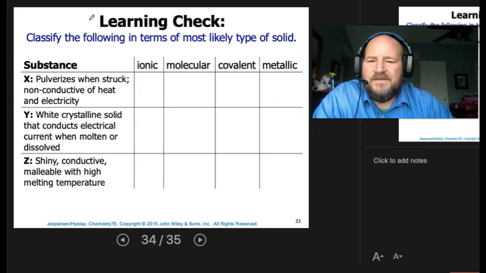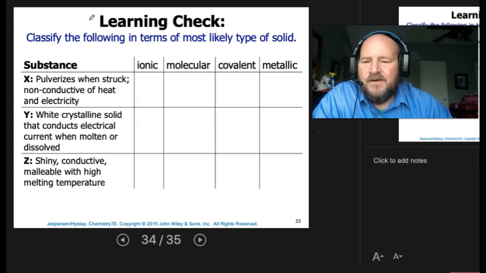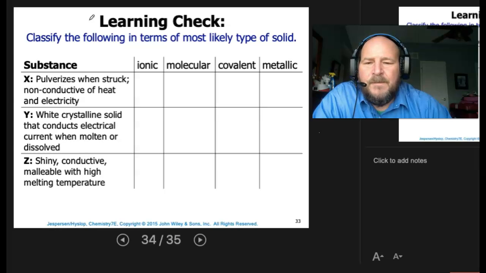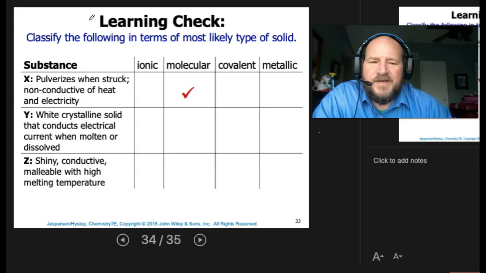All right, classify the following in terms of most likely type of solid. So, pulverizes when struck. It's non-conductive of heat and electricity. So we know that's definitely not metallic, right? Non-conductive of heat and electricity. Pulverizes when struck. So that's going to be molecular.